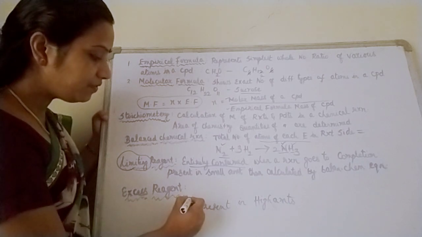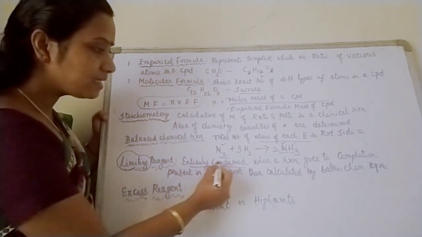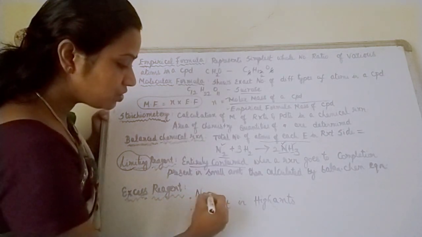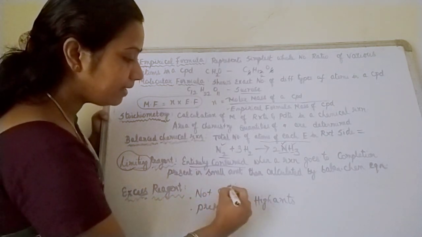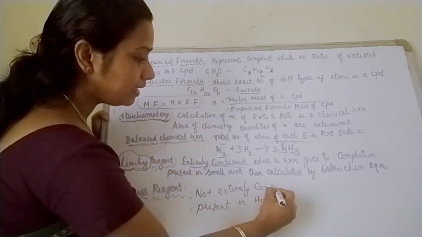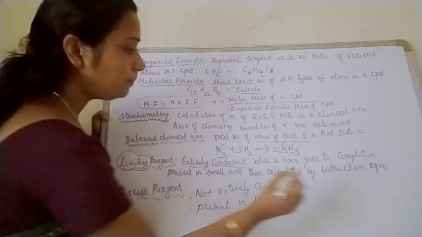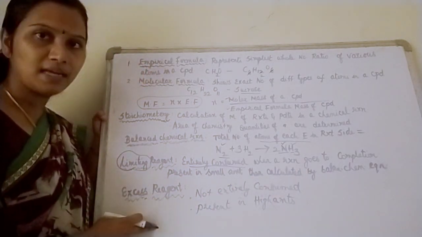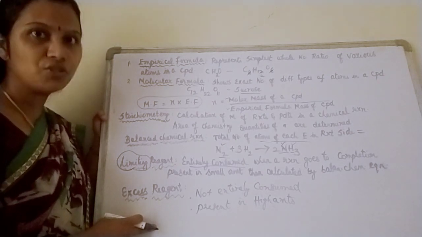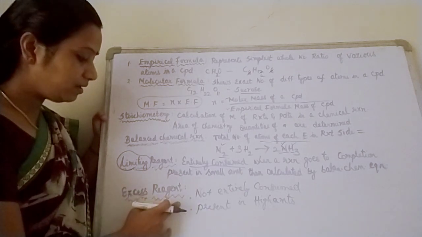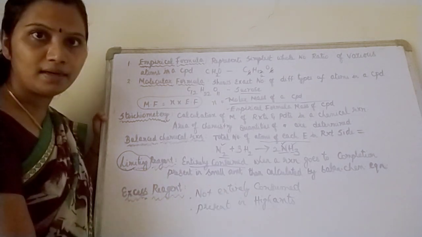What will be the second difference, children? Your limiting reagent is entirely consumed. What happens to your excess reagent? Your excess reagent is not entirely consumed. Your excess reagent will not be entirely consumed in a chemical reaction. So we have seen the difference between limiting reagent present in low concentration, present in high amount than calculated in a balanced chemical reaction. Limiting reagent is entirely consumed while your excess reagent is not entirely consumed.